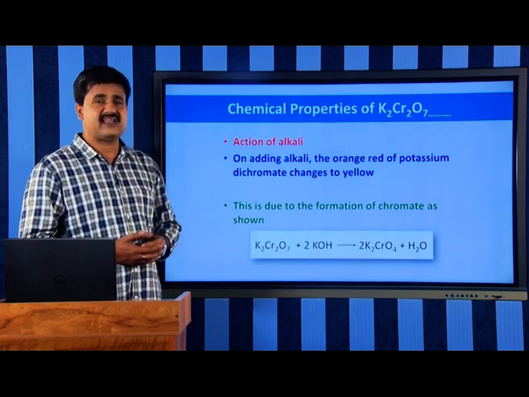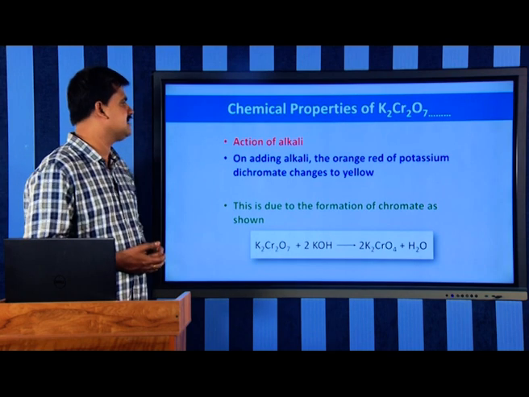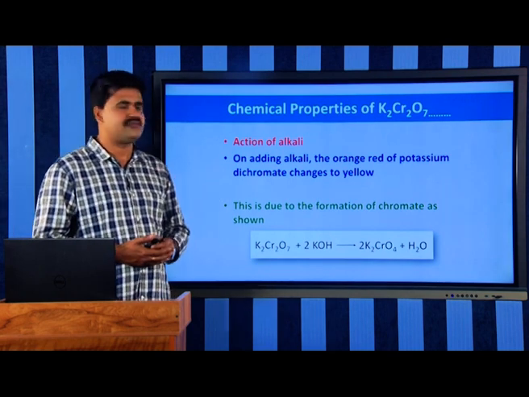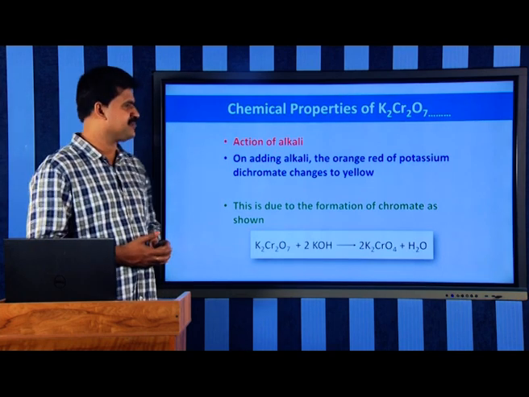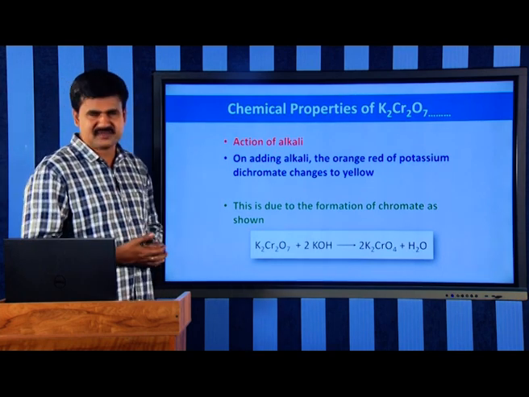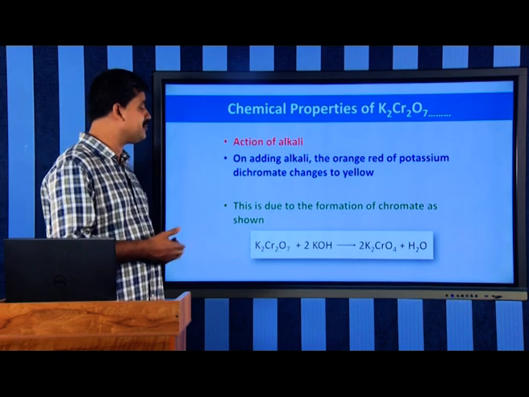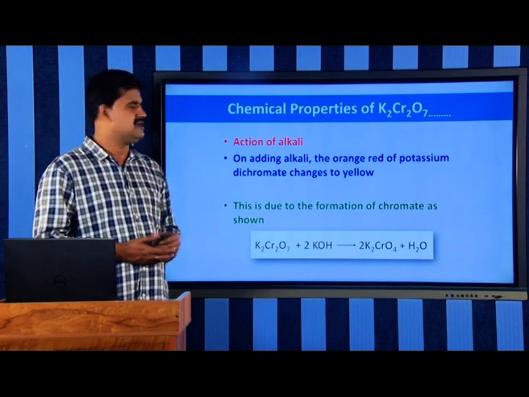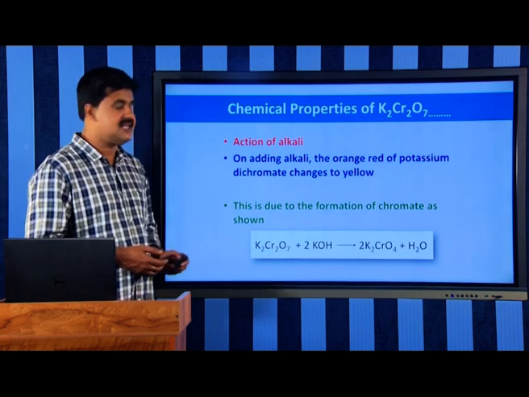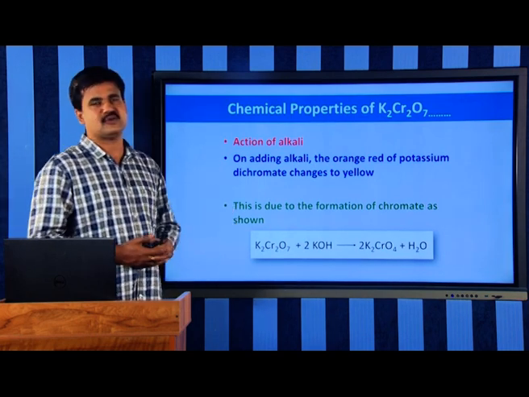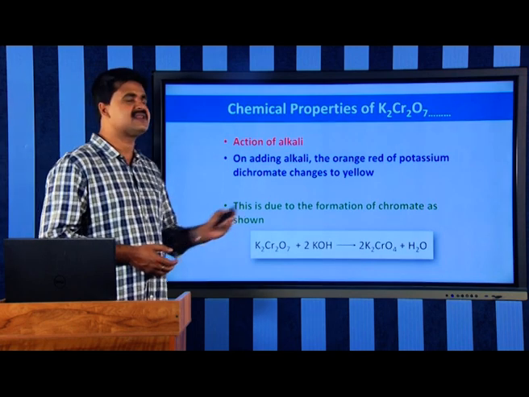On adding alkali like sodium hydroxide, the orange red color of potassium dichromate changes to yellow. The reason for this color transformation is the formation of chromate, that is potassium chromate. It is a yellow colored substance and the potassium chromate is obtained as per this equation.